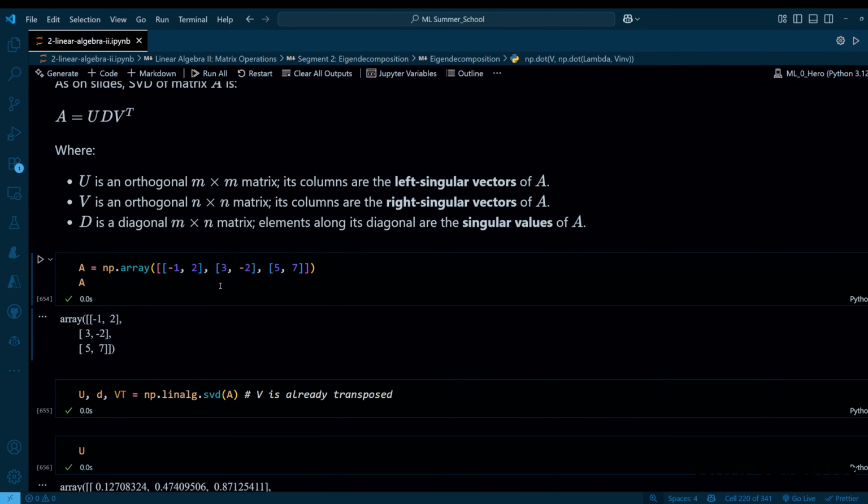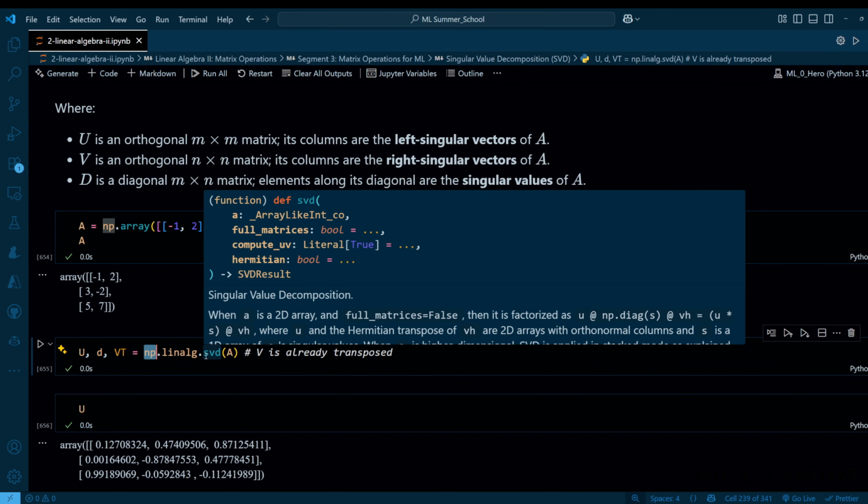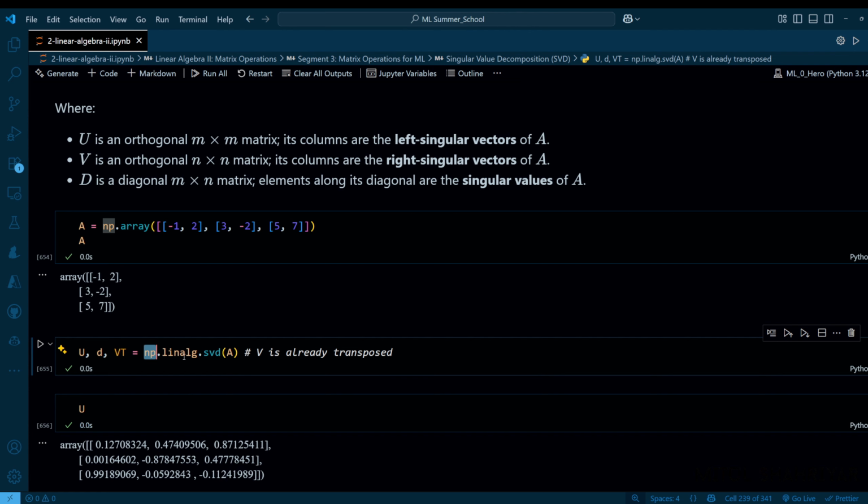Now, for example, if you just look into this one, which is [[-1, 2], [3, -2], [5, 7]]. In the first row we have -1, 2. In the second row we have 3, -2. In the third row 5, 7. No problem. Using SVD in NP, which is NumPy, in our NumPy there is something called SVD. They have already done the mathematical process. You just have to call it. Using that, you can easily get the values of U, D, and VT.